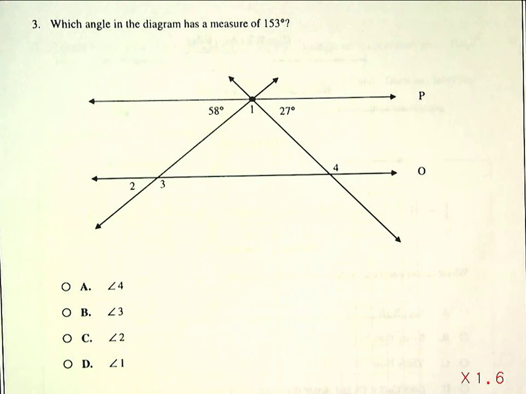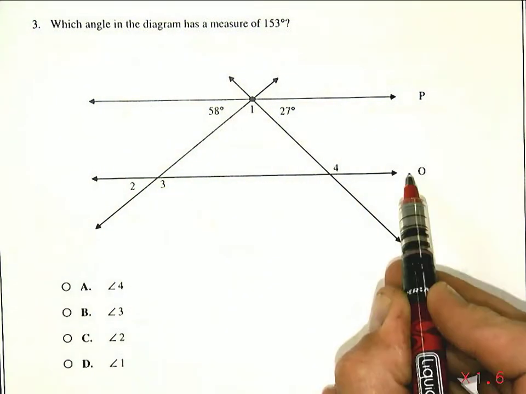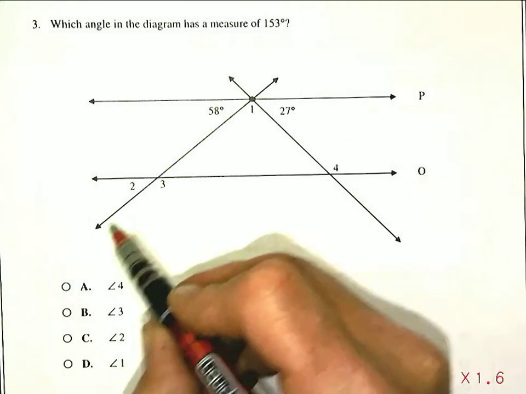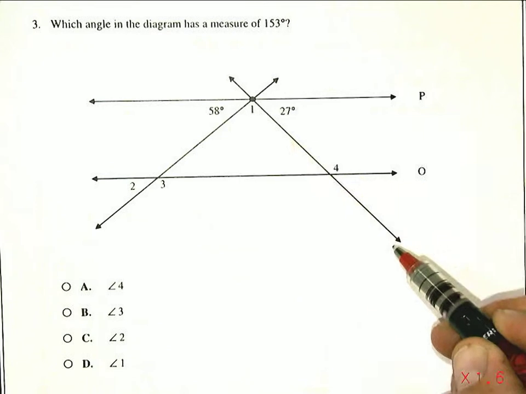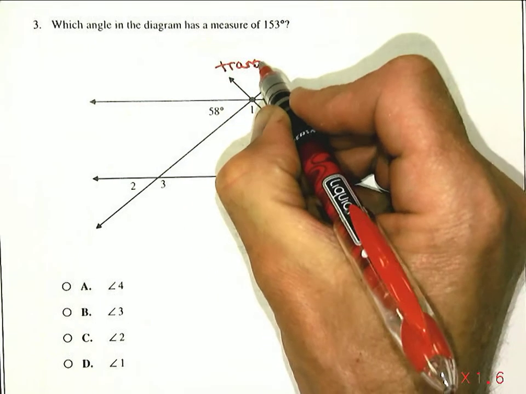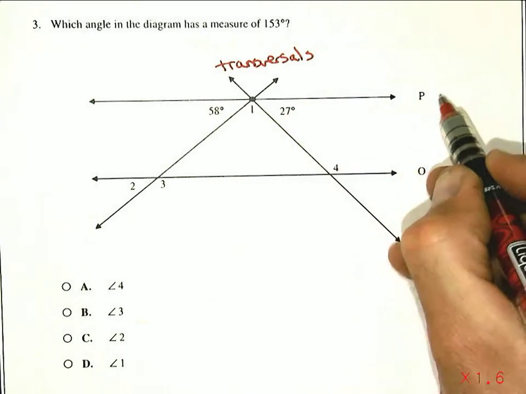Now we're looking at problem number 3 from the MSP practice test, and in this one we're looking at a set of parallel lines. So these lines are considered parallel. Line P and line O are parallel, and they're cut by these lines, which are called transversals. So we have transversals here, and we have parallel lines here.